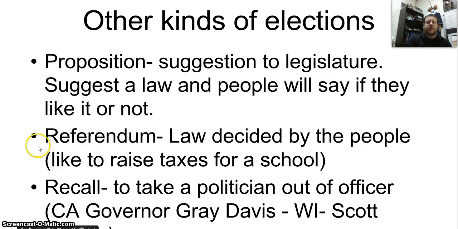There are also recall elections, which are to take a politician out of office, not officer, but office. This happened in California. The California economy had gone down, so they recalled Gray Davis, the governor at that time, and then elected Arnold Schwarzenegger, the actor famous in The Expendables, to be governor. He was governor of California for 8 years. We saw this with Scott Walker back in 2011, where he won the recall election and stayed in office. And those are all the kinds of elections that exist, guys.